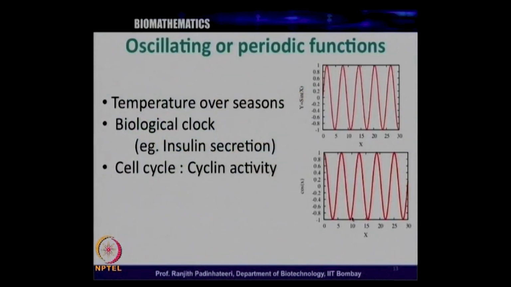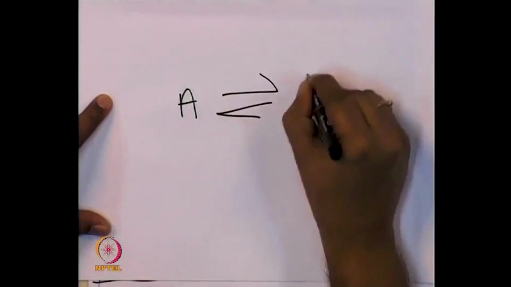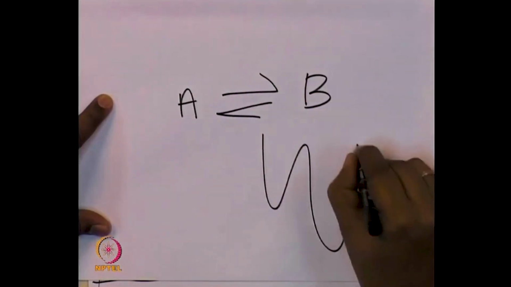Another example which we see biologically very often is free energy. In thermodynamics we see free energy. And any reaction, if you want to explain, we use this diagram, the free energy diagram, as we see here. This has two minima, and when we say A going to B, in any reaction, we use this kind of a diagram.